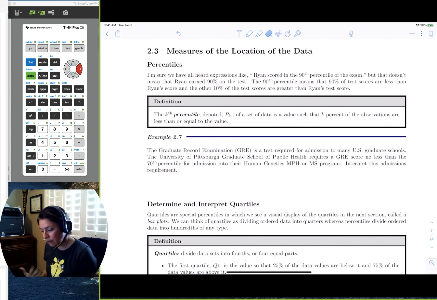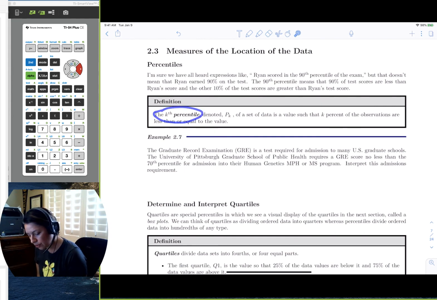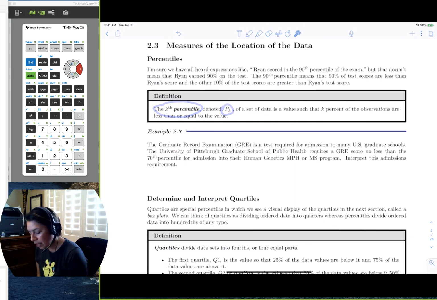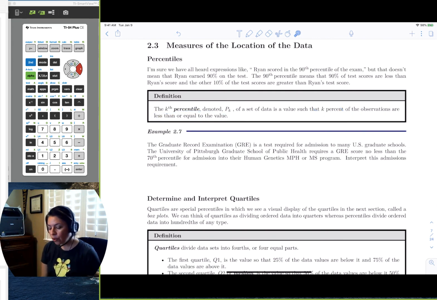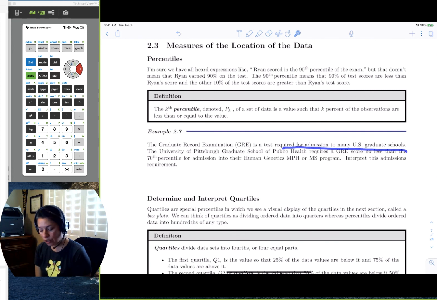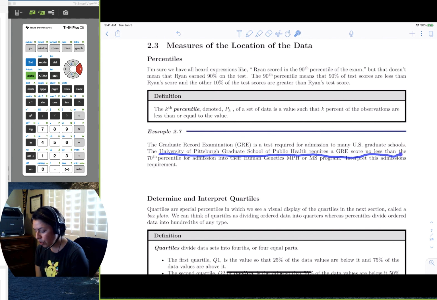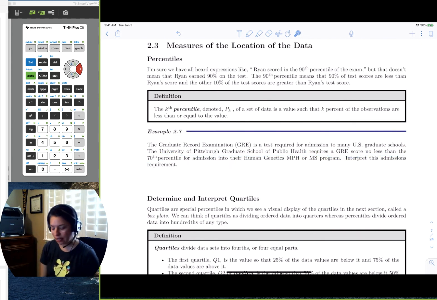So we could use it for anything, right? The kth percentile, denoted as P sub k, of a set of data is the value such that k% of the observations are less than or equal to that value. Looking at the example, the Graduate Record Examination, which is the GRE, is a test required for admissions to many graduate schools. The University of Pittsburgh Graduate School of Public Health requires a GRE score no less than the 70th percentile for admissions for their human genetics MPH or MS program. Interpret this admissions requirement. So what does this mean?